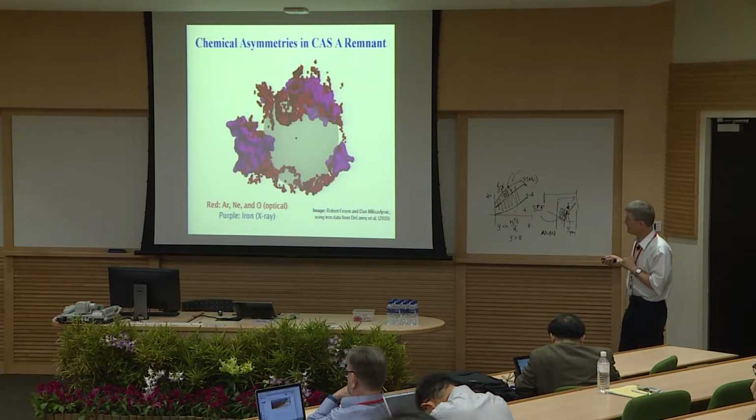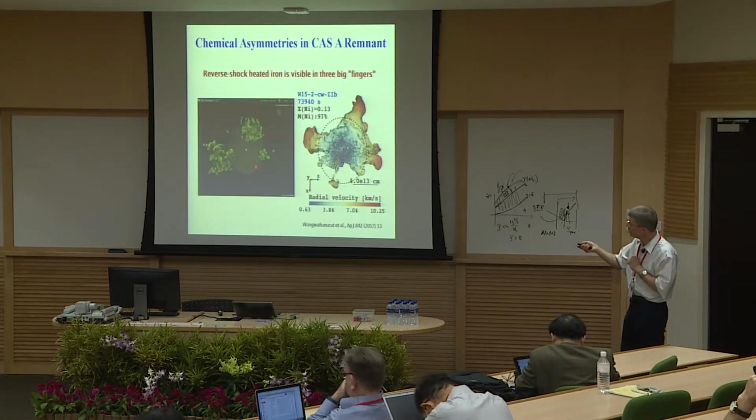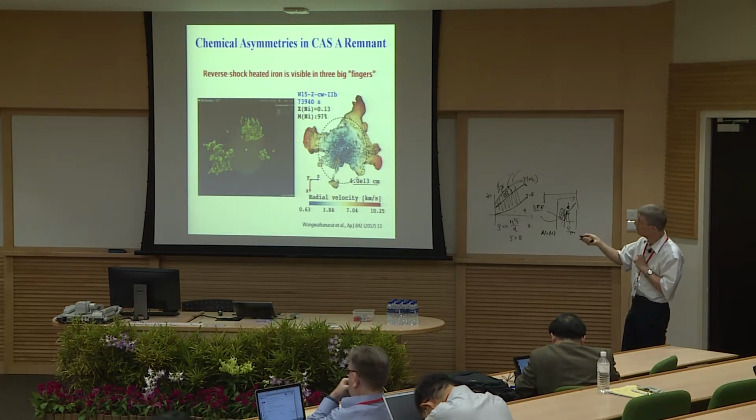Other morphology aspects. This is a distribution of elements from argon, neon, oxygen through iron from an analysis done with a lot of observational data. And here you see these purple iron clumps. I show you the plot again here, where the reverse shock position is indicated on the plot. So this is the observational distribution, and this is the model I just showed you. I roughly indicate the reverse shock location here on this theoretical result.